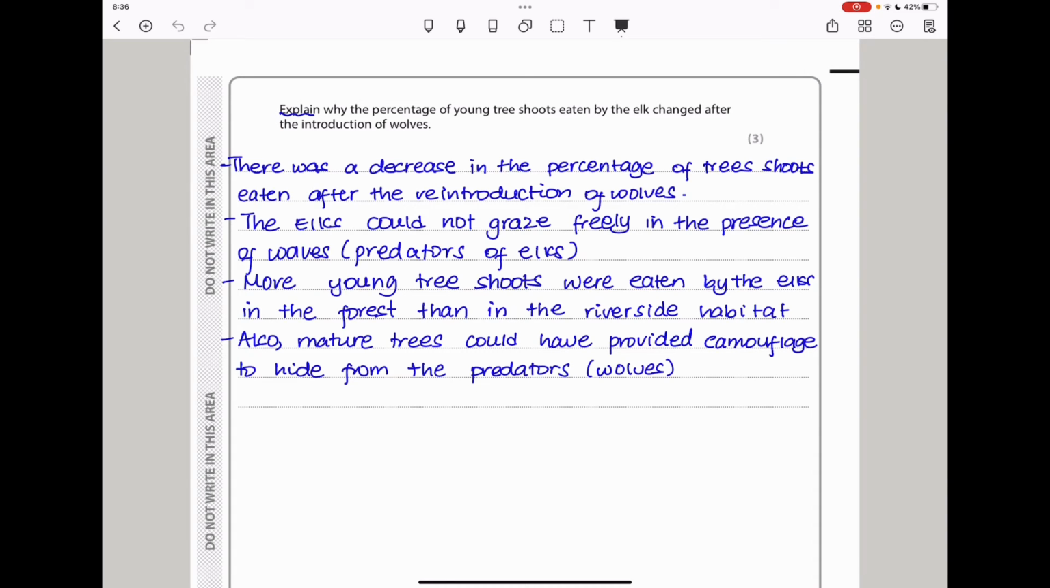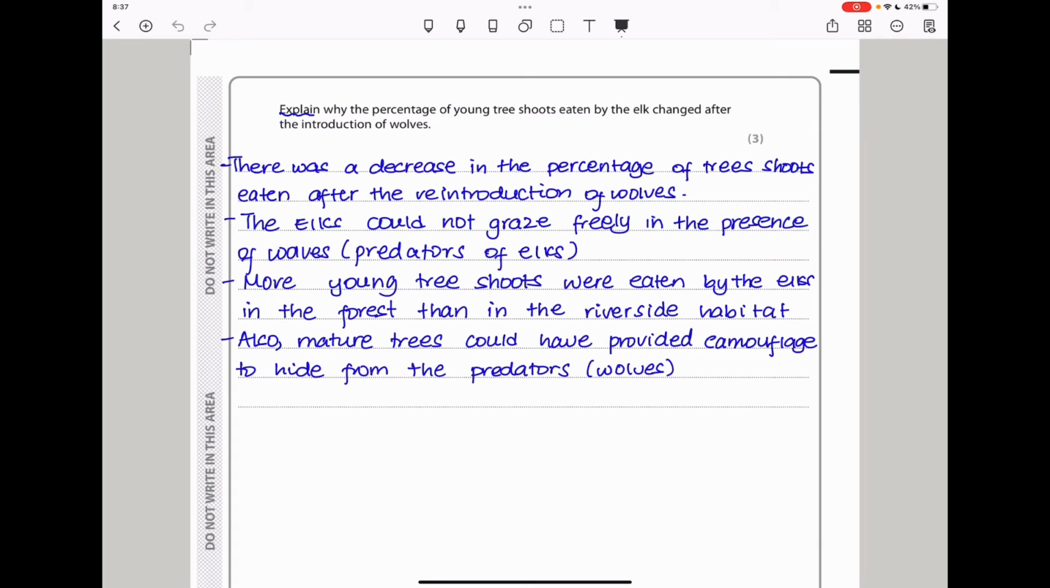Then I had to give a reason. I said that elks could not graze freely in the presence of the wolves. Remember, wolves are predators of elks. So more young tree shoots were eaten by the elks in the forest than in the riverside habitat. Also, the mature trees could provide camouflage to hide them. I mean to hide the elks from the wolves in order for them to survive.